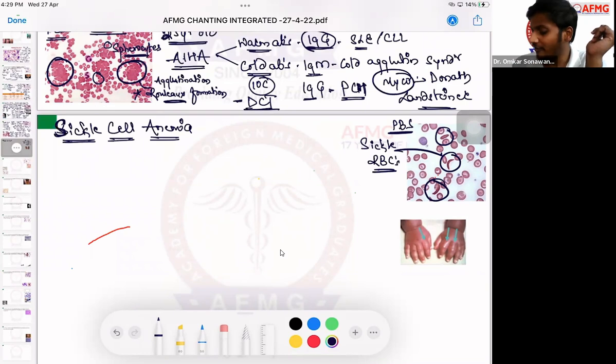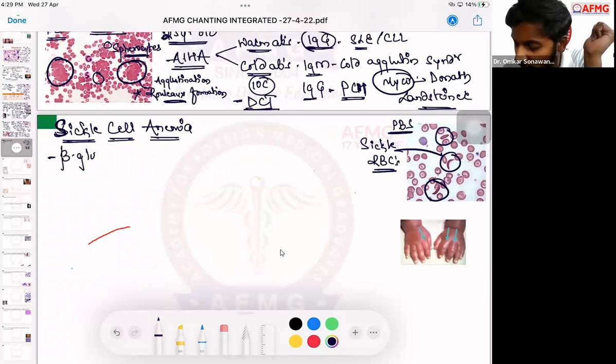And where is the problem? It is actually in the globin chain. Which globin chain? Alpha or beta globin chain? Where do we have problem in sickle cell anemia? Very good. It is the beta globin chain.